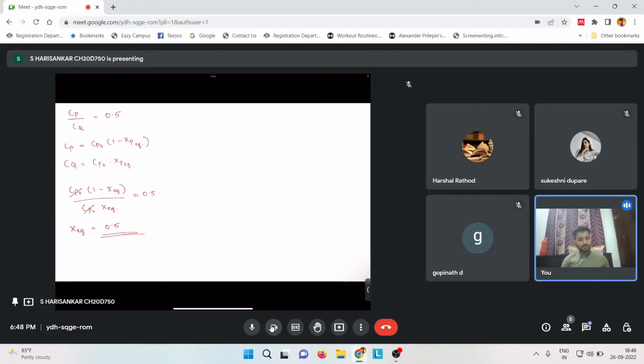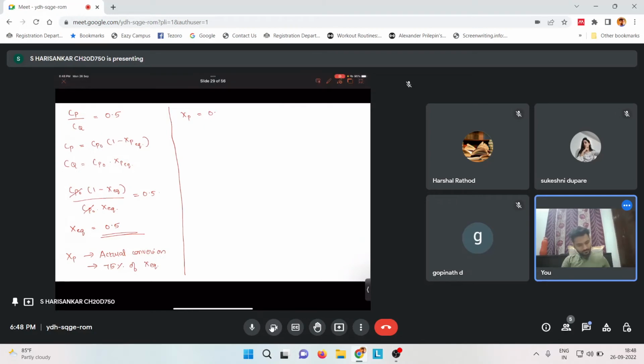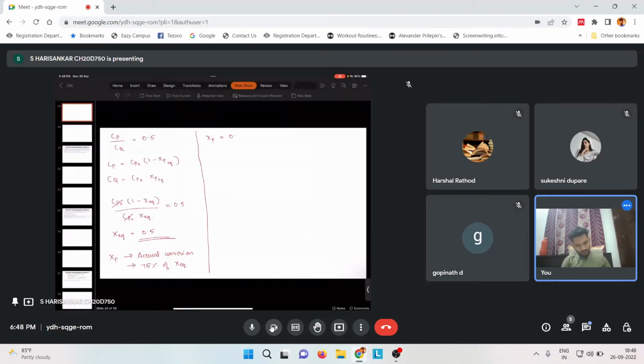Okay, now the data they have given is that the actual conversion in the system is 75% of X equilibrium. Then Xp will be point... Okay, I made a mistake here, sorry. A small calculation mistake from my part.